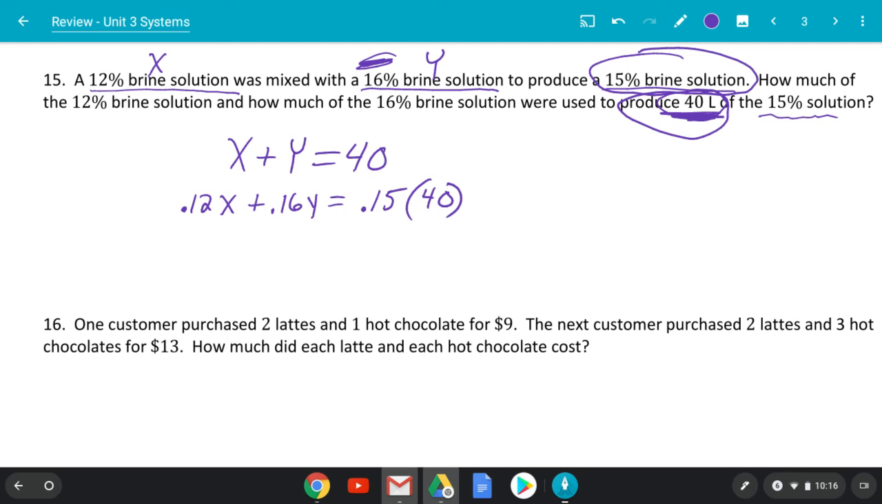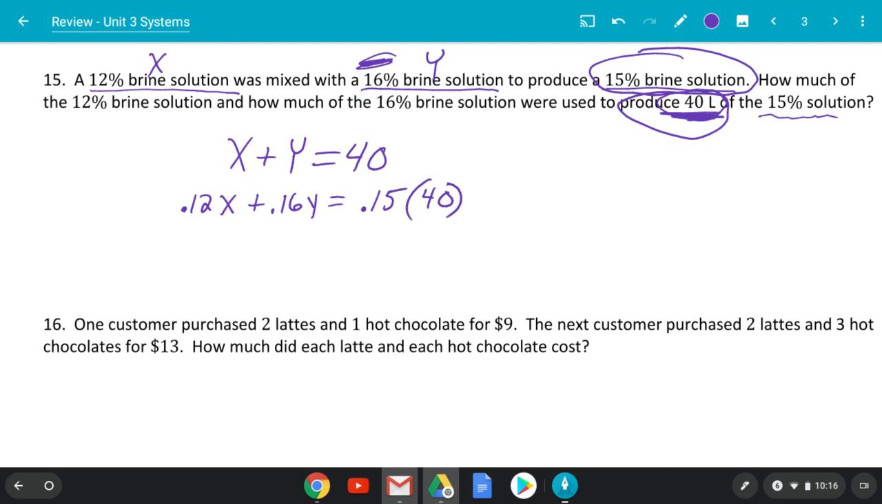Now, what method would I use? I don't know. There's a lot of decimals in here. What method do you want me to use? I'm going to need a calculator. Let's go ahead and tell you. Somebody got a calculator, get your calculator out. I'm going to need it in a second.